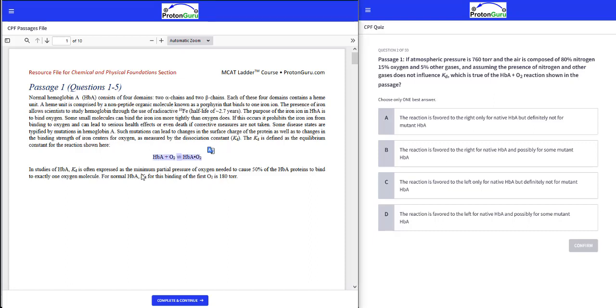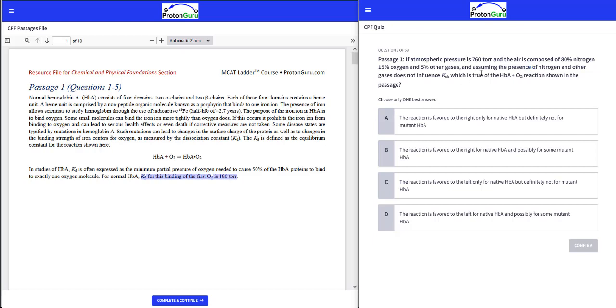And if you read this passage, it says that the Kd for this binding of the first O2 is 180 torr, meaning that to reach equilibrium you need to have at least a concentration of O2 that reaches that pressure. Here the pressure total is 760 torr in this question, but we're being asked for the concentration of O2, or we need the concentration of O2 to see what the equilibrium is.